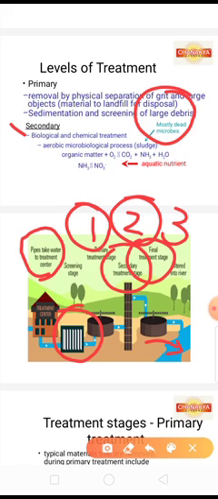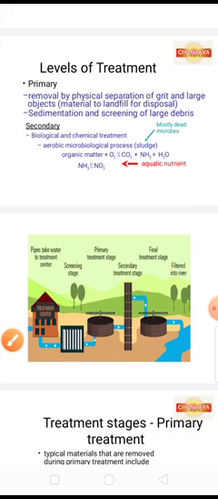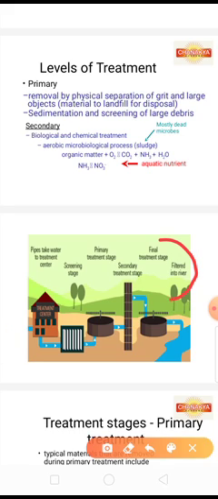Like this we reduce the pollution and remove certain things. We treat that wastewater, so that's why it is called a wastewater treatment plant. We have to treat that water, remove the waste, and then add it into the river.